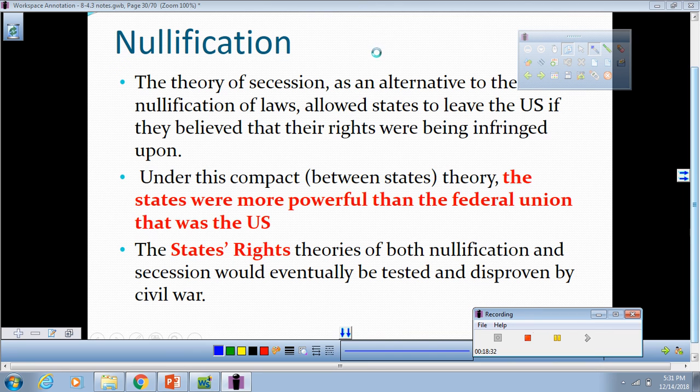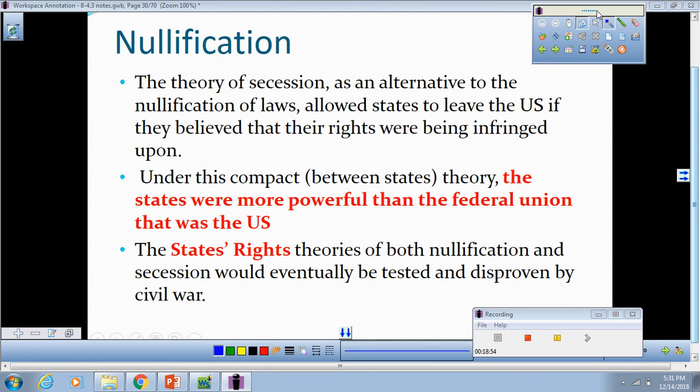So, nullification, the idea first put forth by Thomas Jefferson and James Madison, which was that states should have a right to nullify a law, had evolved into the theory of secession, that not only should states be able to nullify a law, they should be able to leave the U.S. And this is what South Carolina eventually wanted to do because they believed their rights were being infringed upon.